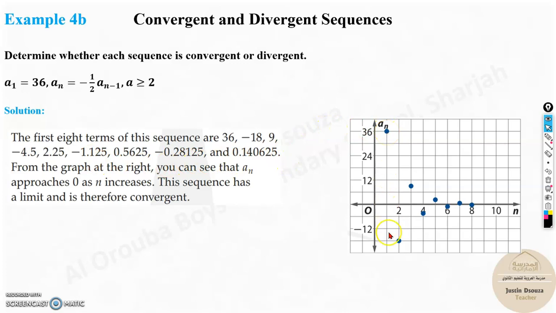You can see over here 36, minus 18, 9, minus 4.5. What is happening? It is coming towards a single digit. You can see as you keep on increasing the domain, domain is these values, say 50 or 100, as you go further, it is approaching 0. That is the limit. It will be approaching a proper number, a single number, that is 0. And this sequence has a limit. That means it's approaching a particular number. And therefore it is convergent because it is coming close to a single digit. That is, it's coming close to 0. This is the convergent sequence.